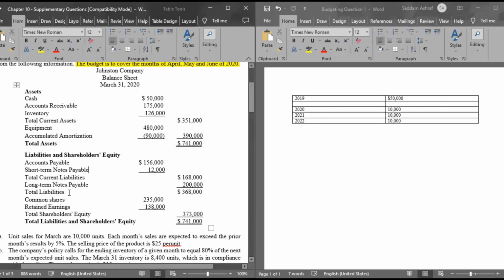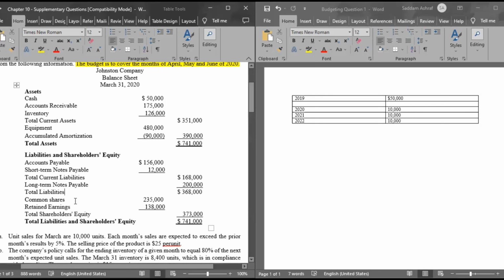If we have to pay the notes payable within 1 year, it might be 1 month, 2, 3, 4, 8, 10 months. But if we need to pay after 1 year, it will be known as long-term notes payable. Have you got it?